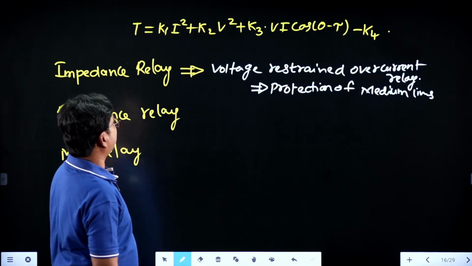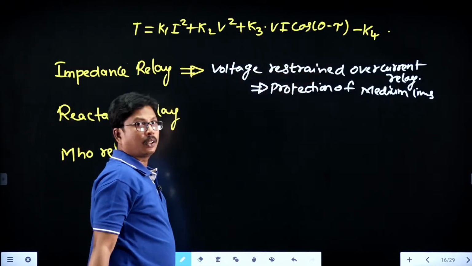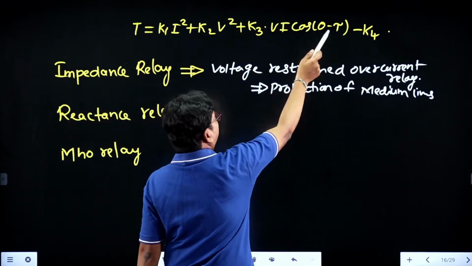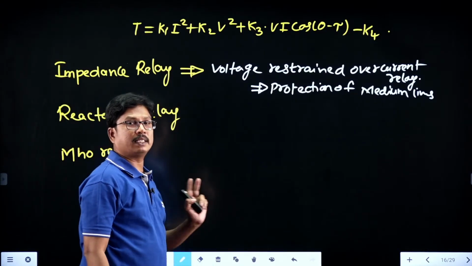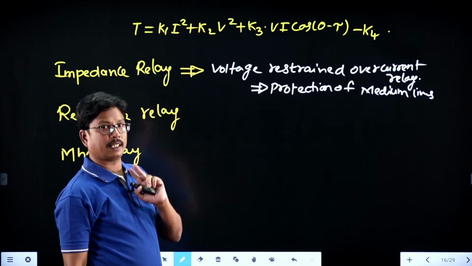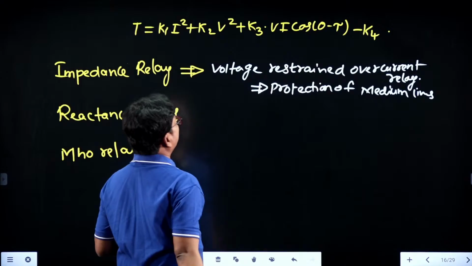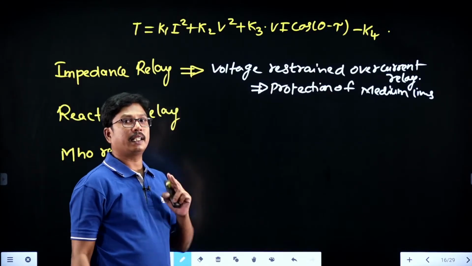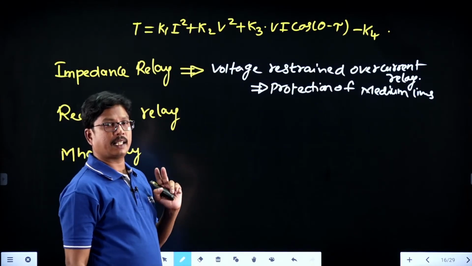To get the reactance characteristics, we have to make K2 and K4 0. And we have to arrange cos of theta minus tau such that we get the reactance characteristics. What is the reactance characteristics? Z sin theta. So we have to make this term sin theta. Whenever you are getting Z sin theta, that is the reactance characteristics.